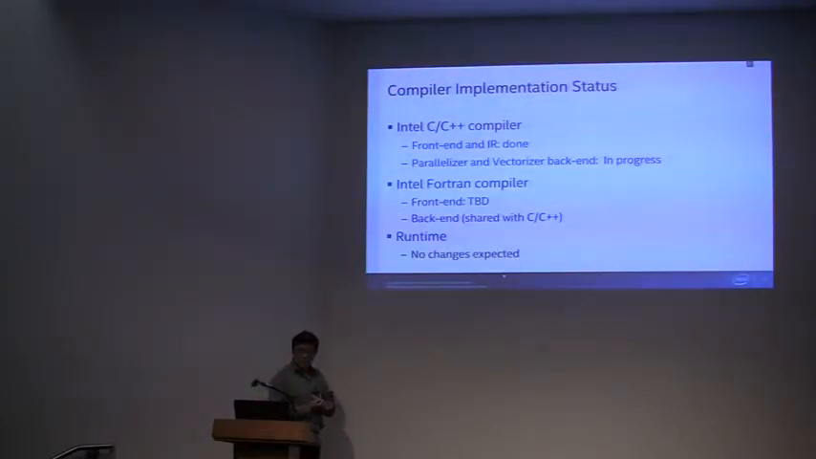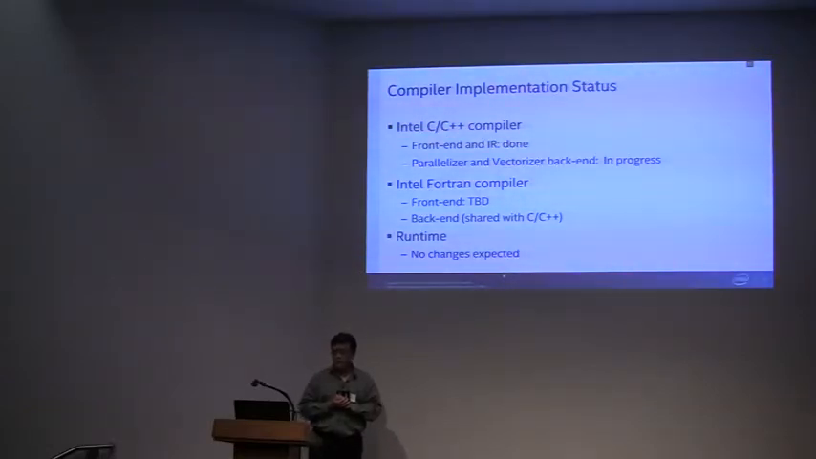So currently, we have implemented in the C compiler. The front end is already prototyped, and so we have some results out of that. The intermediate language representation for these clauses is done. The actual backend implementation of the parallelizer and the vectorizer are still in progress. In Fortran, the front end, they agreed to do this at some point, but they haven't given us a time. So I can only put to be done here. The backend is the same as the C++ compiler's backend, so that is the same status. And there is no need to change the runtime to support this new feature.